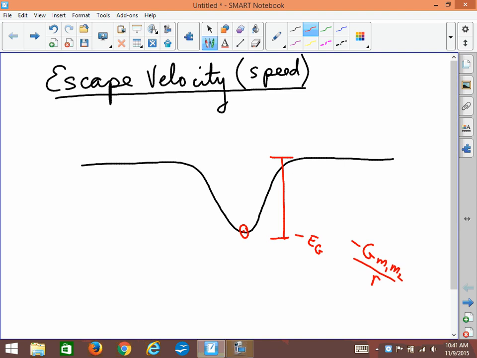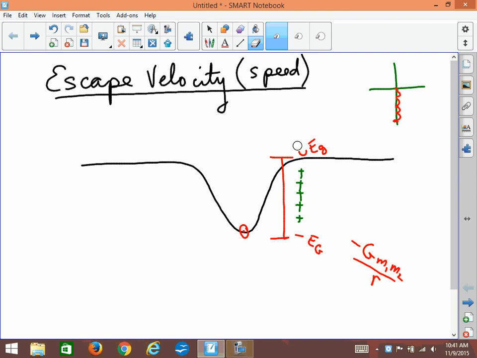And so if you add energy to a negative number, you will climb up out of the well, just like on an axis. If you're down here at a negative number and you add to it, it'll pull you up towards zero. And so at the very top, we have zero EG. Or I guess a better way to write that is EG equals zero. So here's an interesting thing.